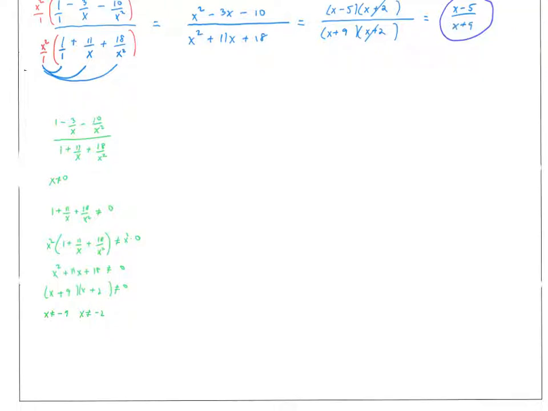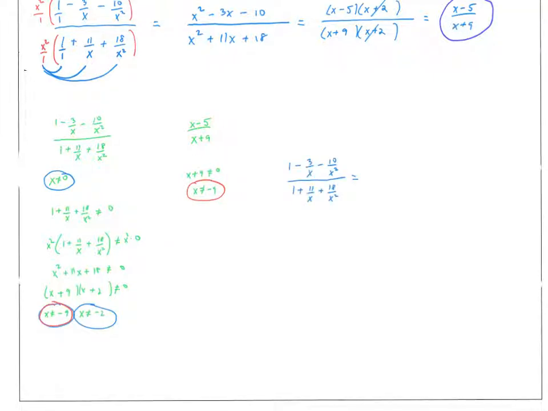That means that our original expression implies three things. X cannot equal 0, x cannot equal negative 9, and x cannot equal negative 2. Now look at our simplified expression. Here, the denominator cannot equal 0. So our simplified expression implies that x cannot equal negative 9. Notice that on both sides it's implied that x cannot equal negative 9.